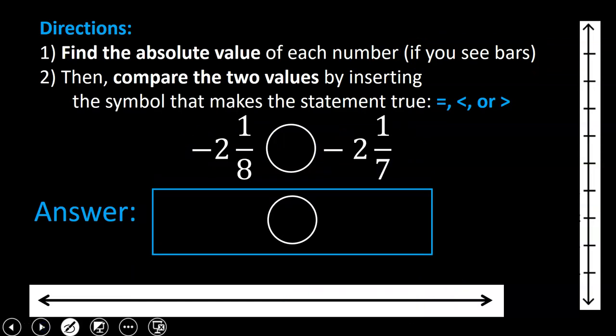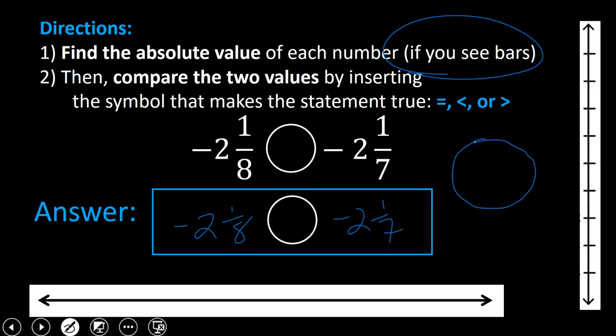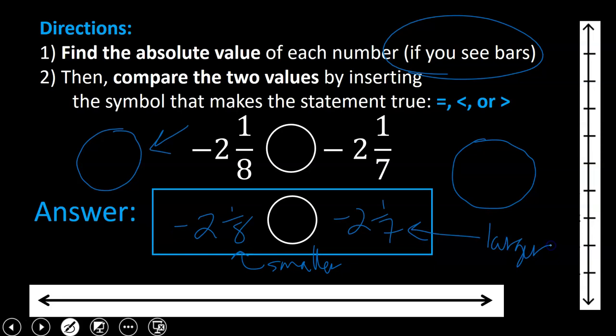All right, we're comparing negative 2 and 1/8 to negative 2 and 1/7. We don't have any absolute value bars, so we can just leave this as negative 2 and 1/8 and negative 2 and 1/7. If you think about splitting up this pie into 7 pieces and splitting up this pie into 8 pieces, we have to divide this more. So these pieces are going to be smaller pieces, the 1/8 pieces, and the 1/7 pieces are going to be larger pieces. So now we're comparing them, and we need to put them on a number line.